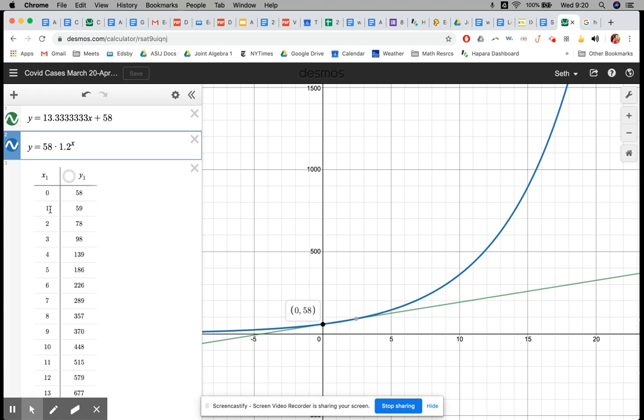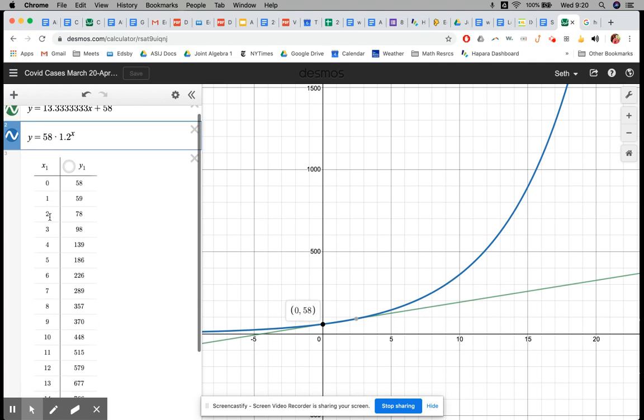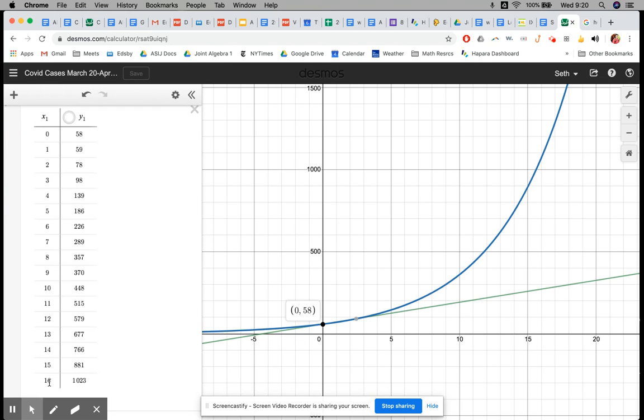I actually put in the data in here. This is starting on the same day. Day 0 here was March 20th. By the time I get to the 16th day, we're on April 5th. And then let's take a look at these data points here. Well, here are the data points. It is pretty obvious which of these models fit this situation better. Certainly looks like the exponential function is a much better model.